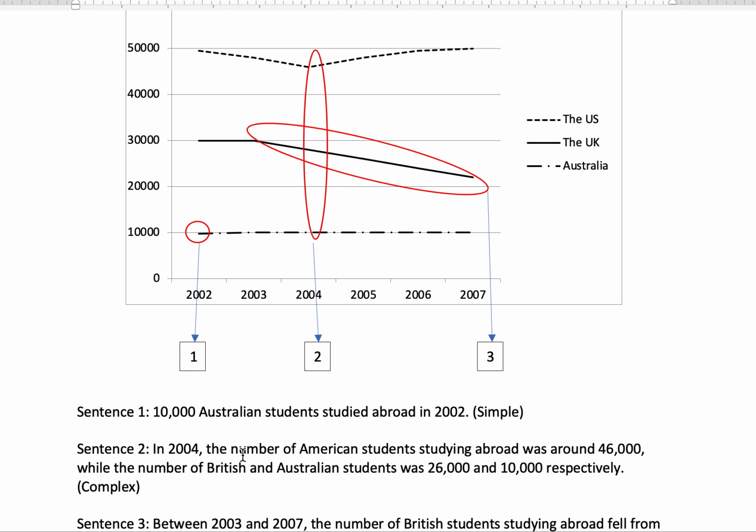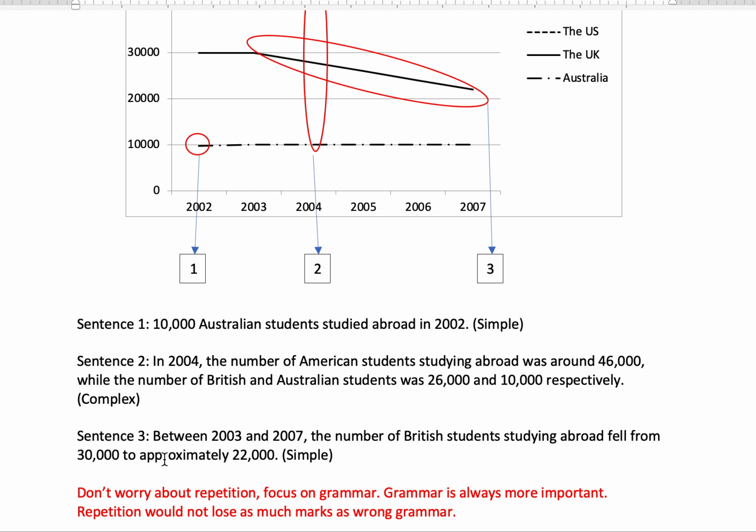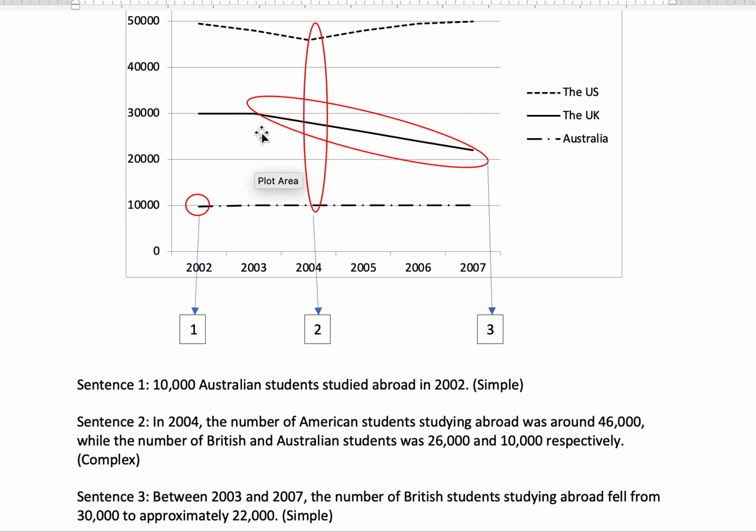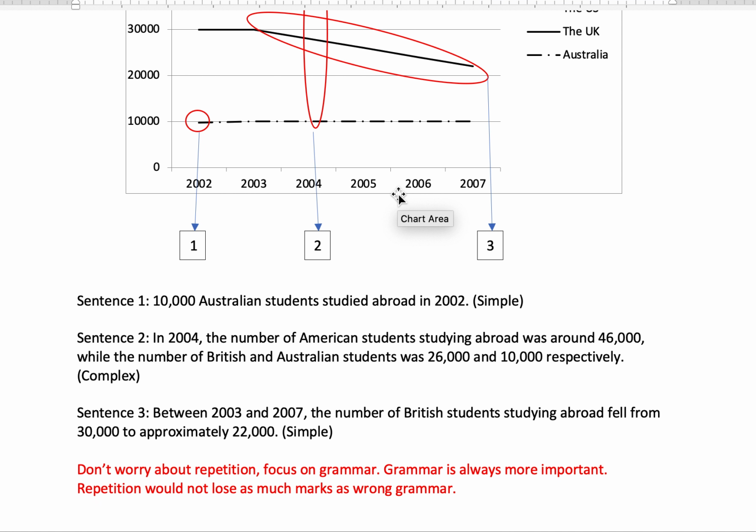So we can start with while also. Okay. And sentence 3, between 2003 and 2007. Now between 2003 and 2007, the number of British students studying abroad fell from 30,000 to approximately 22,000. This is a simple way to express change. Okay, so these are the 3 sentences.